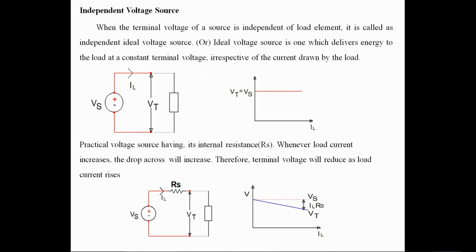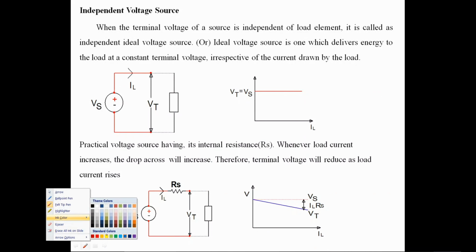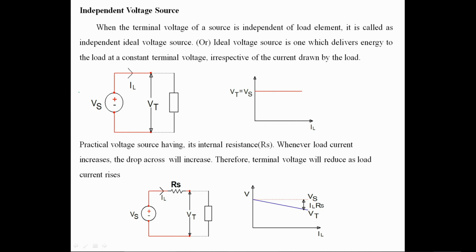Then let us come to the independent voltage sources. Now let us discuss in detail about each and every source. So a source is connected. Source is nothing but a battery. A battery is connected here. This is a source. A source is connected to a load. This is a load, right?